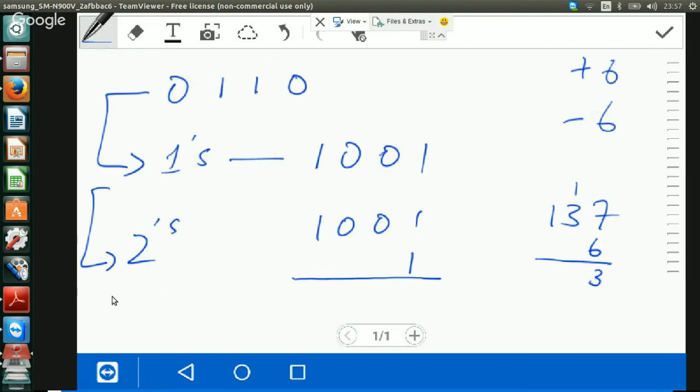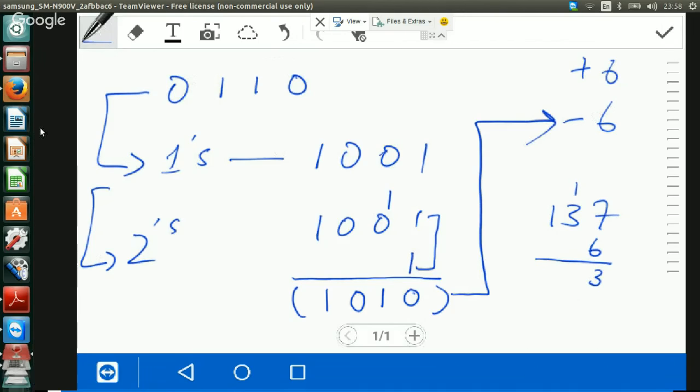The same method will be used here in binary, because in the binary number system there is no number greater than 1. There is only 0 and 1. So if there are two 1s, we put 0 here and we carry 1 here. So this 1 will be carried, and the answer now will become 1 0 1 0. So this is minus 6.